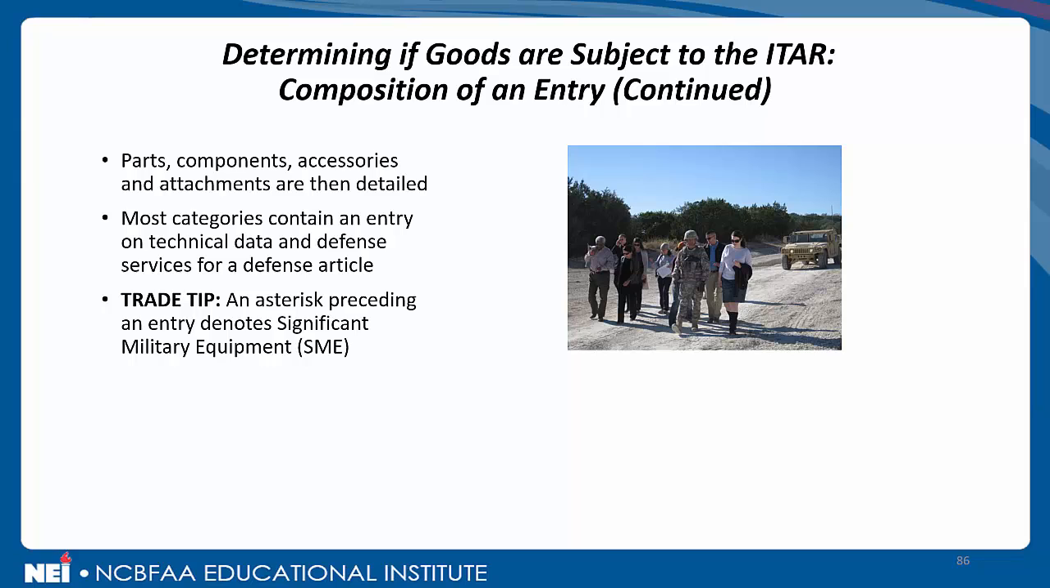Second slide on composition of an entry. We should point out, and we have an example that illustrates this, but parts, components, accessories, and attachments are then detailed. So you start with the actual article itself, and then later on in an entry, you'll see about parts, components, accessories, and such. Most categories contain an entry on technical data and defense services for a defense article. And then as a quick trade tip, let's say when we see an asterisk preceding an entry, that denotes significant military equipment. We'll point that out in just one second, but we're talking about, as the name would indicate, very significant pieces of equipment like a tank, an armored personnel carrier, things of that nature.